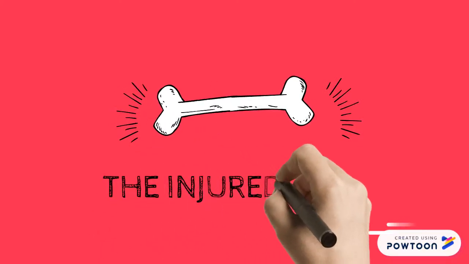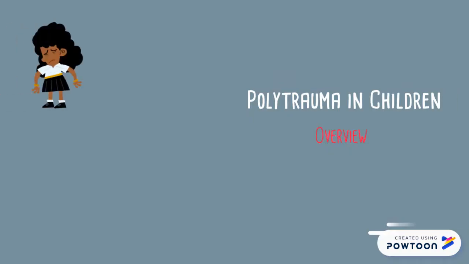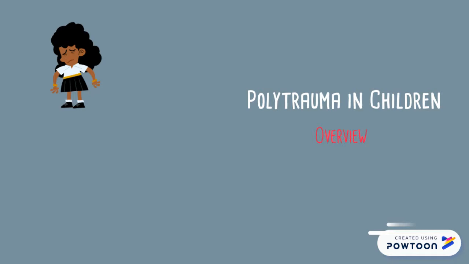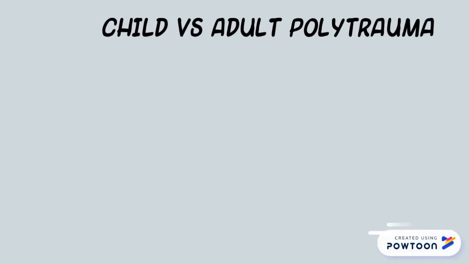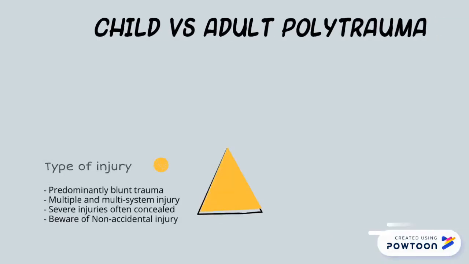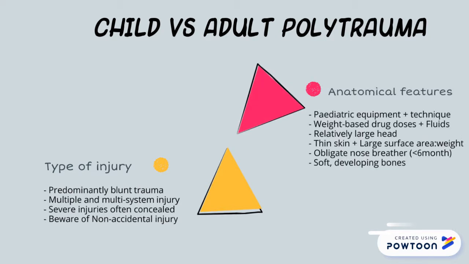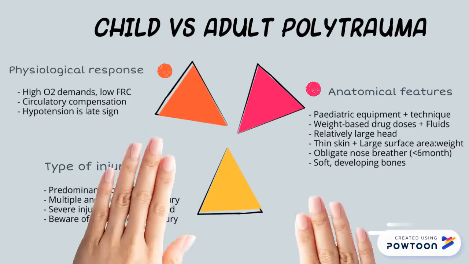An approach to the injured child. The approach to polytrauma in children, looking at the differences between children and adults, the primary survey and the secondary survey. Child polytrauma differs in the type of injury incurred, usually due to blunt trauma, anatomical features affecting resuscitation technique and equipment, as well as the physiological response.